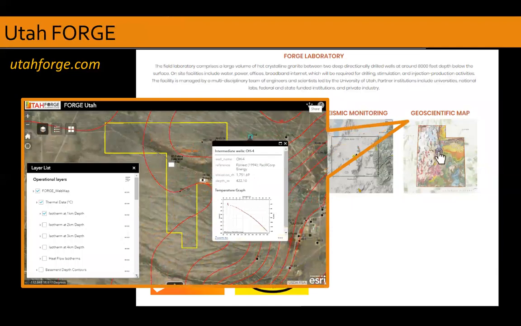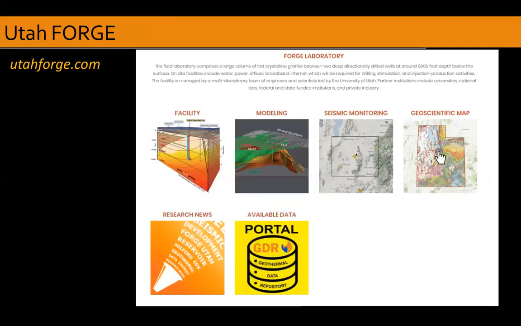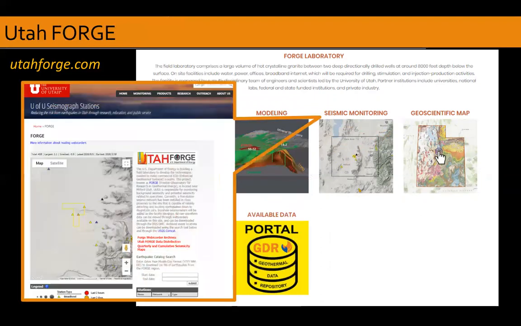Geoscientific Map takes you to an ArcGIS online map hosted and maintained by the Utah Geological Survey. Here you can look at various datasets from the project in a conventional ArcGIS format with layers that you can turn on and off. You do not need ArcGIS to run this app. It is all web-based. Seismic monitoring takes you to the University of Utah Seismograph Station's webpage that is dedicated to monitoring seismicity around the JTAHFORGE site.